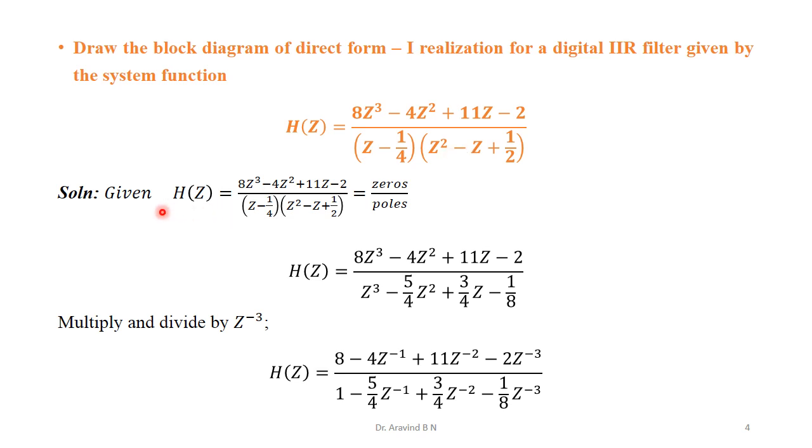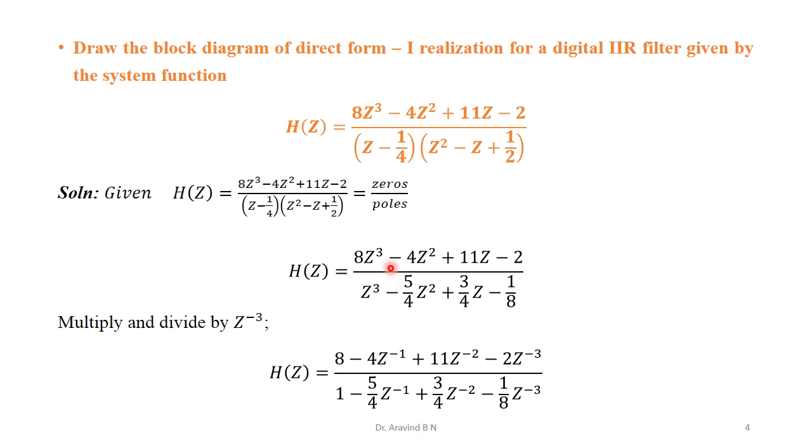So let us get into the solution. So H of z is given. The numerator gives the zeros and the denominator gives the poles. So it is in the form zeros divided by poles. Now first simplify this denominator. So multiply them. Then we are going to get H of z equal to this numerator and this simplified denominator part.